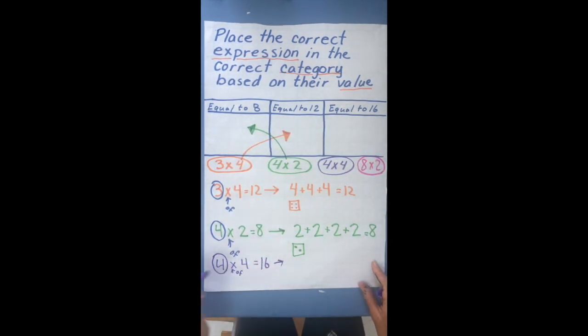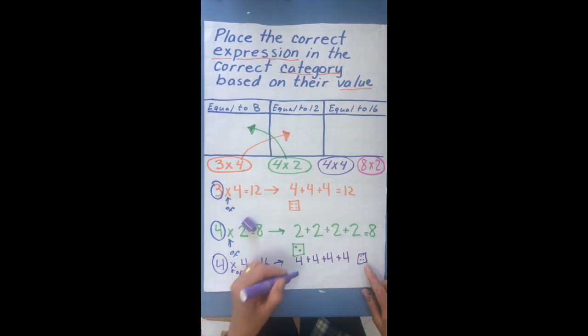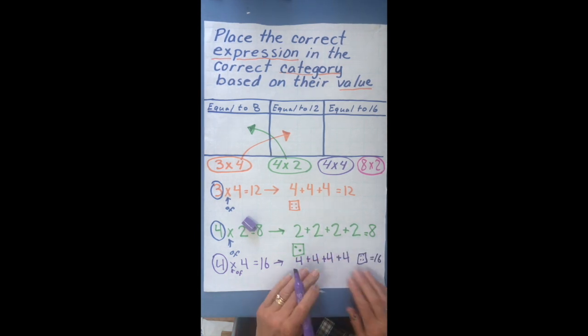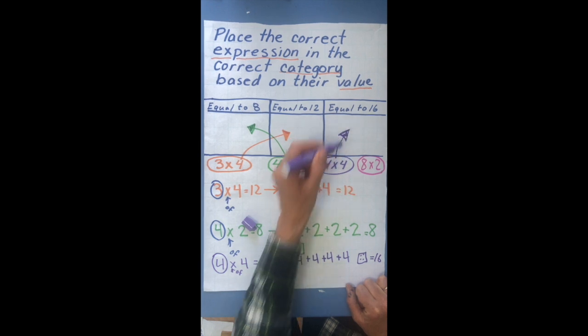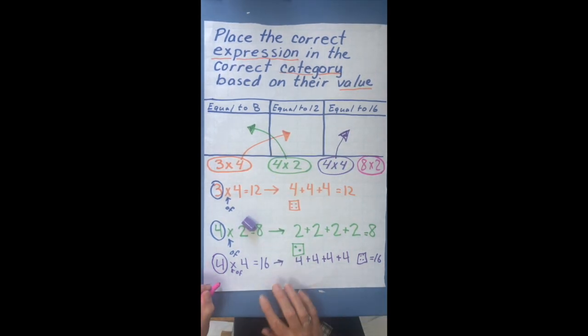Or I could have done it with repeated addition. So this is 4 groups of 4. So 1 group, 2 groups, 3 groups, 4 groups. I add them. And I'm going to put my box over here because I'm running out of room. So I would do this. 1, 2, 3, 4, 5, 6, 7, 8, 9, 10, 11, 12, 13, 14, 15, 16. So this equals 16 also. This is repeated addition. This is multiplication. They're both related. They're both equal to 16.